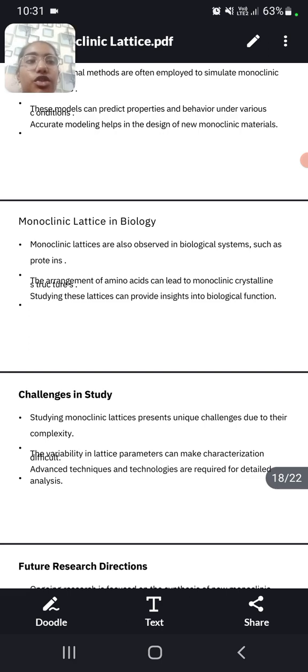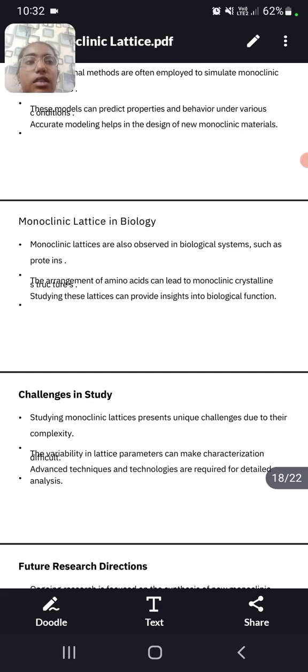Let's learn more about geometrical properties of monoclinic lattices. Unit cell dimensions. A monoclinic cell has three unequal edge lengths a, b, and c. Lattice points. Lattice points in the monoclinic system represent positions of atoms, molecules, or ions. These points repeat periodically to fill three-dimensional space.